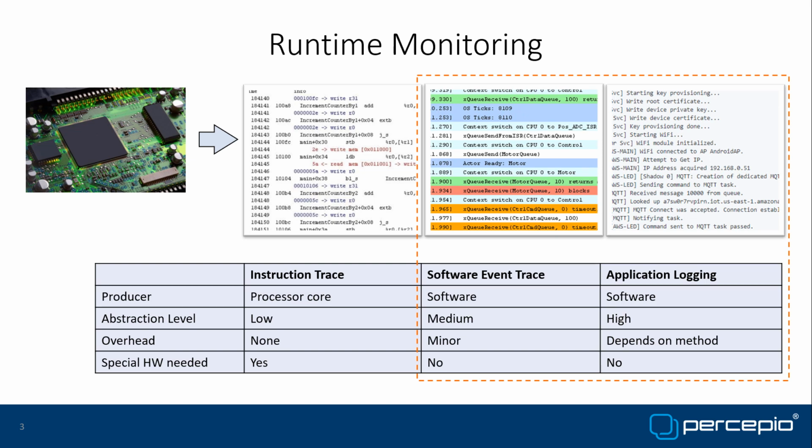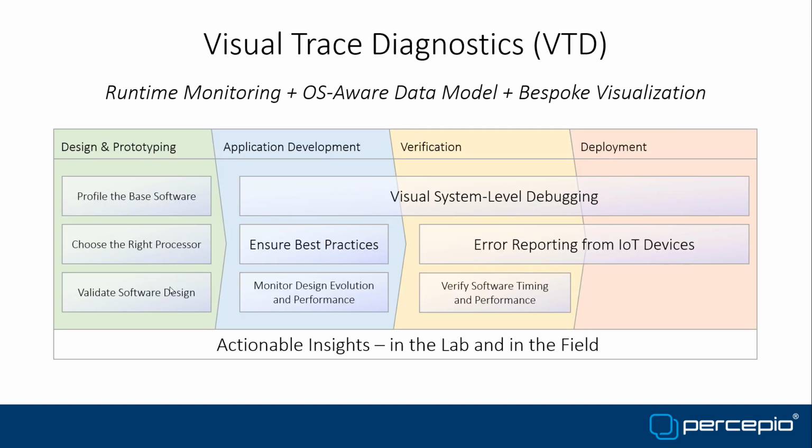At Percepio, we currently focus on software event tracing and application logging. Percepio provides visual trace diagnostics, which is not just a tool for runtime monitoring, but a solution for efficiently gaining actionable insights throughout the development process. We combine efficient solutions for runtime monitoring with advanced data processing that actually understands the meaning of the events and builds an OS-aware model of the recorded data. This is made accessible and really nice to use via bespoke data visualization with over 30 interactive views from different perspectives and at different abstraction levels.